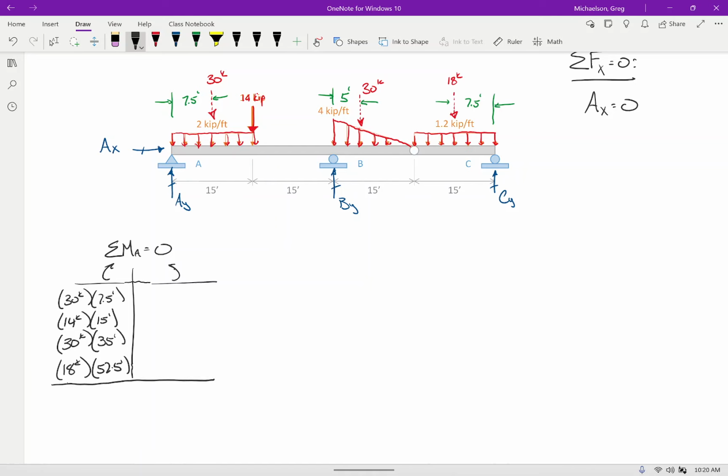Okay. Now what do I have left over? So I handled all the loads. Do I need to consider BY at a moment arm of? And do I need to consider CY at a moment arm of? 60. And that's going to be going the other way, right? So I've got BY and CY.